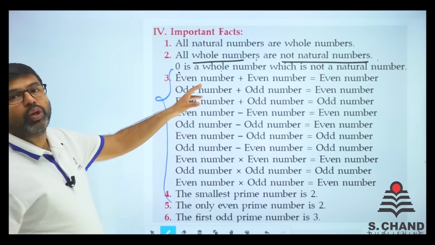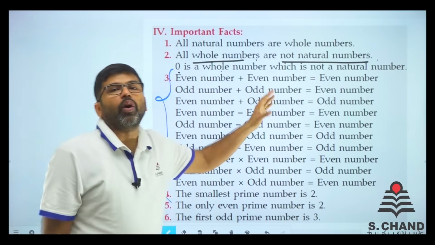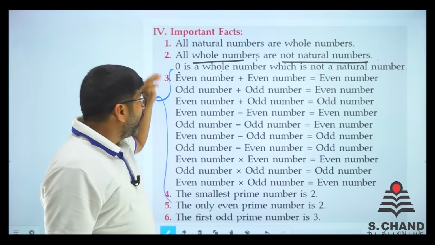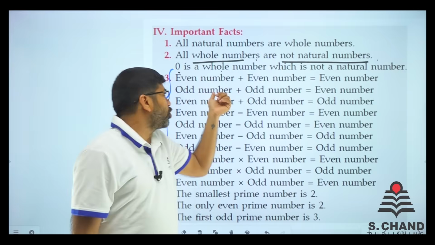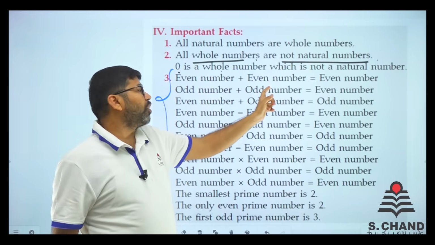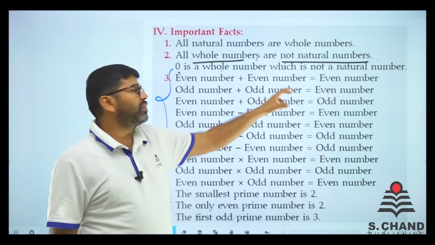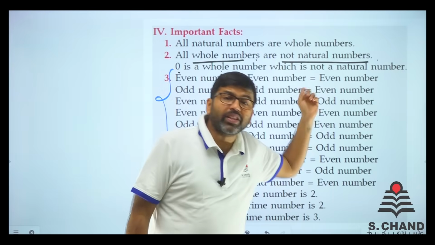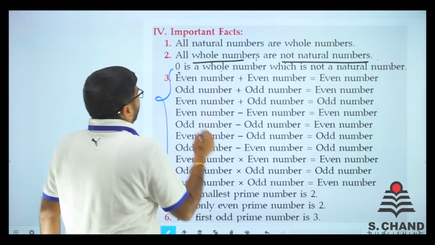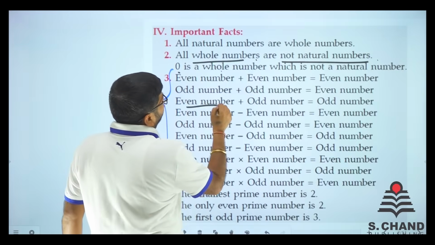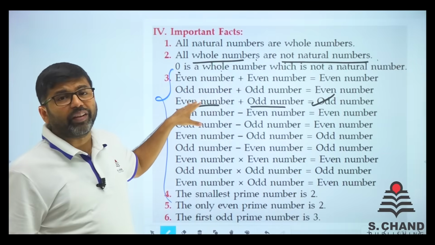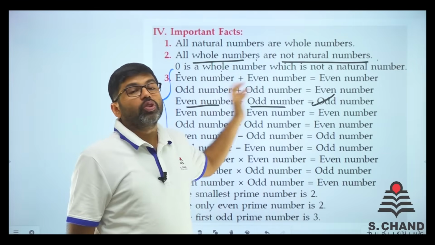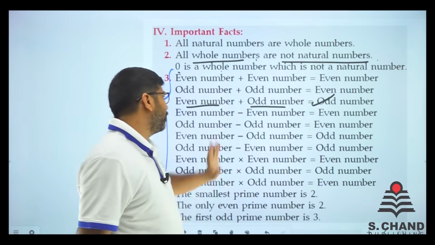See, if you add two even numbers, the answer will always be an even number. Even if you add two odd numbers, the answer will be an even number, because this odd number has 1 in it, this odd number has 1 in it, and 1 and 1 is 2. So that will always be an even number, right? When you add an even number with an odd number, it will be an odd number, because this is fully divisible by 2 and this obviously is not. So when you add these two, it will be an odd number.